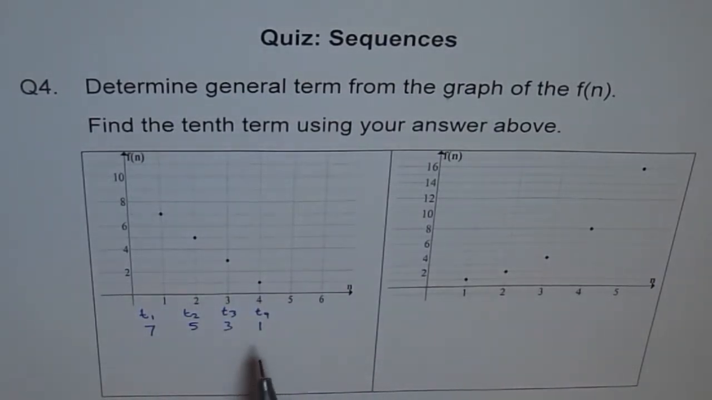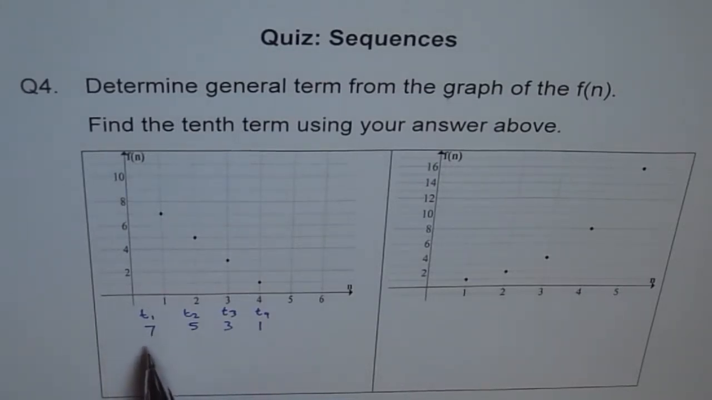And the second step is to relate the term number with the term value. Now 1 to 7, 2 to 5, 3 to 3, 4 to 1, like that. And then give a general formula. Here we can see the sequence is going down by 2, so 2 has to do something with your formula. So 2 times 1 is 2, and how will you get 7? That is how you have to relate the terms.